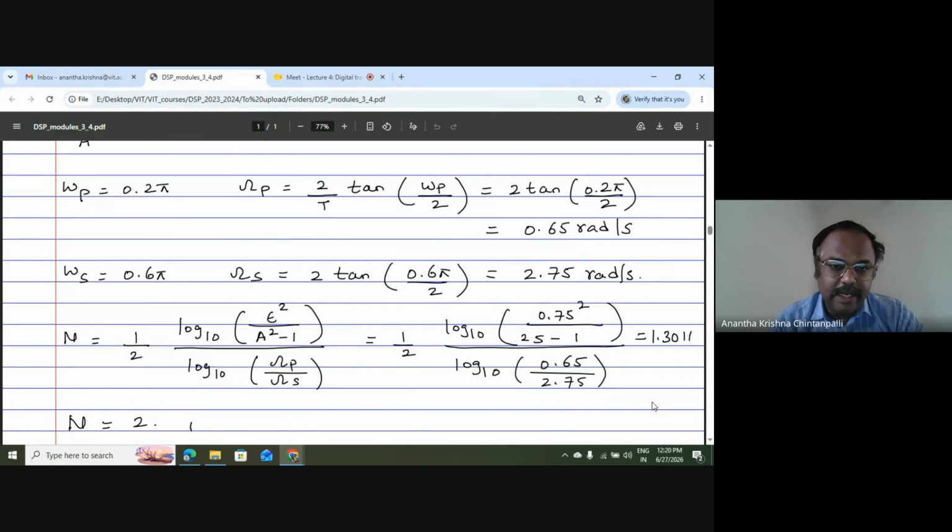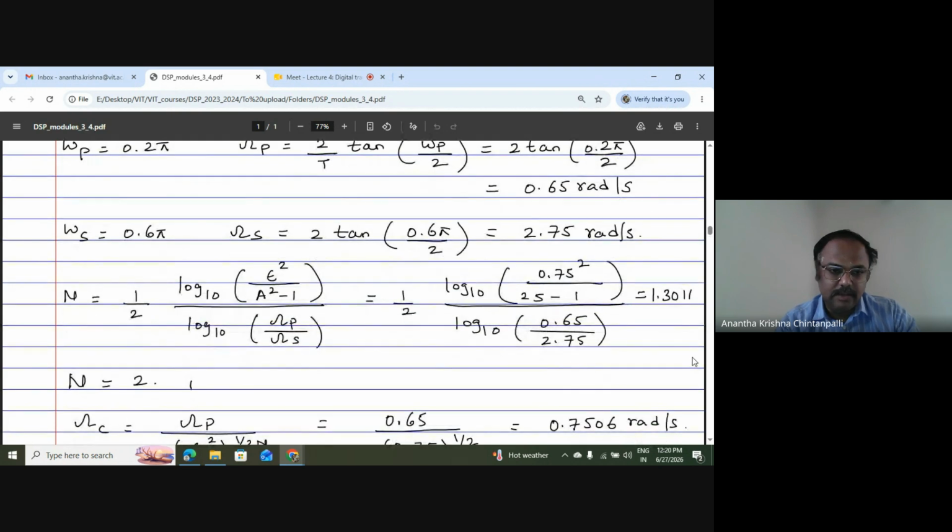Now, once I get the respective continuous omega p and continuous omega s, I need to compute the filter order. This formula we have seen before. It's a linear scale. Apply the values and you are going to get 1.3011. As I said before, the filter order would be the next higher integer value. So in this case, it's going to be 3. Sorry, it's going to be 2.